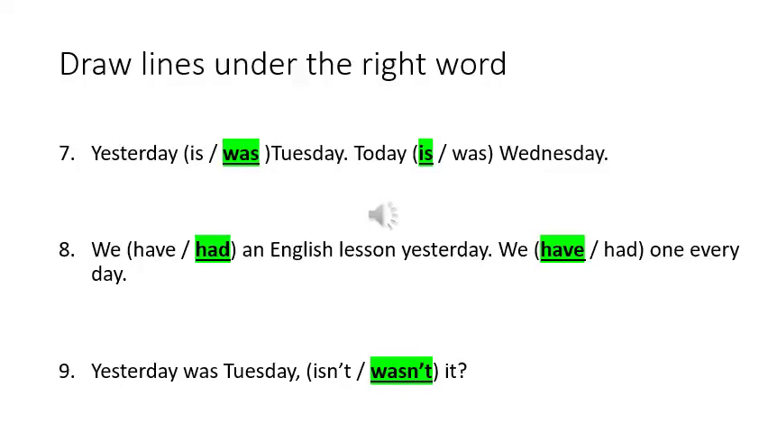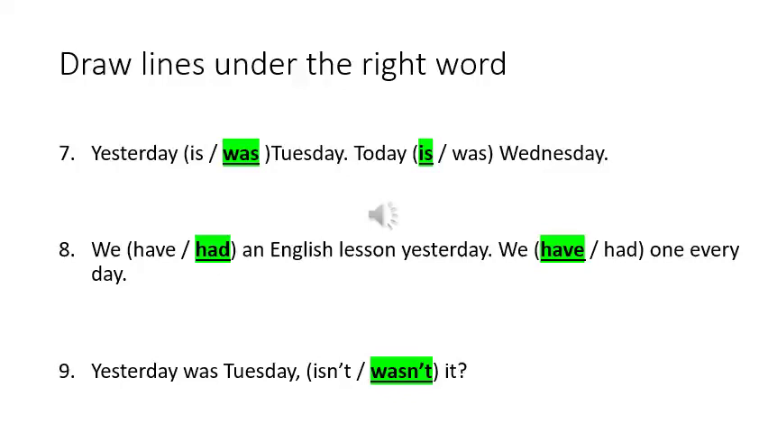We dash one every day. This sentence is about present tense. So which is the correct option? Have or had? Have is the correct option. So how will you write the sentence? We have one every day.